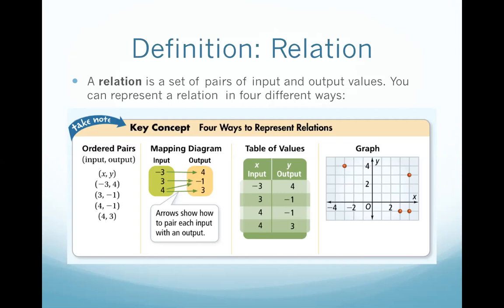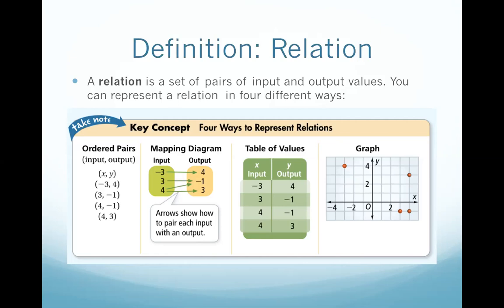So we have a couple examples here of ordered pairs. We have the ordered pair -3, 4, the ordered pair 3, -1, the ordered pair 4, -1, and the ordered pair 4, 3. Okay, so for those ordered pairs, the first value is always the input, or the x value, and the output, or the y value, is the second value in that ordered pair.